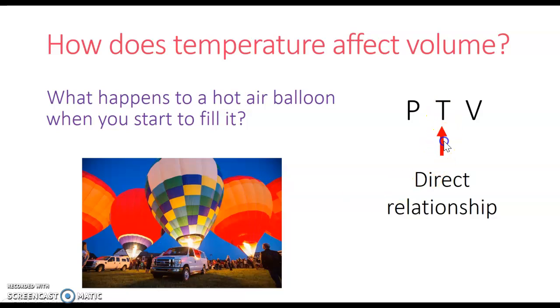So the temperature of the gas is being increased. If the temperature is going up, meaning the gas molecules are going to be moving a lot faster, they're going to want to spread out from each other. So the volume will also go up, and it's a direct relationship, so they should do the same thing. As those gas molecules spread out in the balloon, the air becomes less dense than cold air. So the balloon is able to float because it is less dense than the air around it.